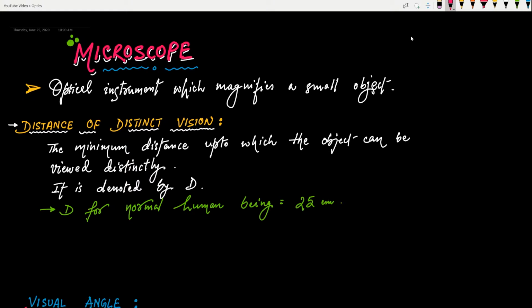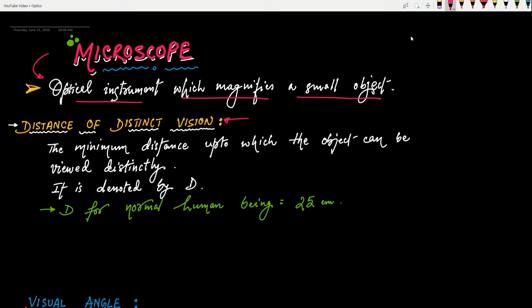Okay, so let's understand what a microscope is. What is the definition of microscope? As you can see, it's written that it's an optical instrument which magnifies a small object. So basically it's an instrument which makes a smaller object look bigger. So this is a very useful instrument. In order to understand the physics of microscope, the first term that you need to understand is the distance of distinct vision.